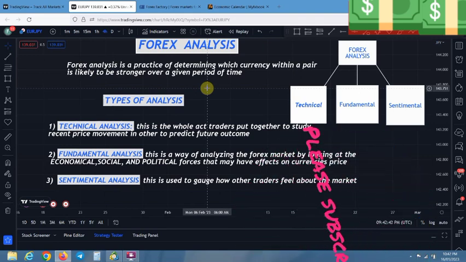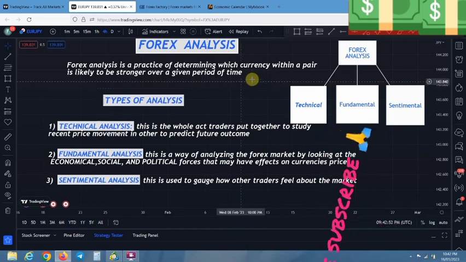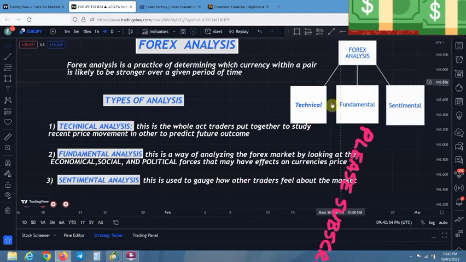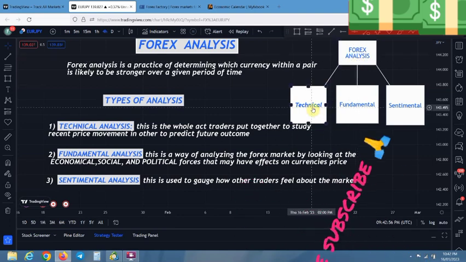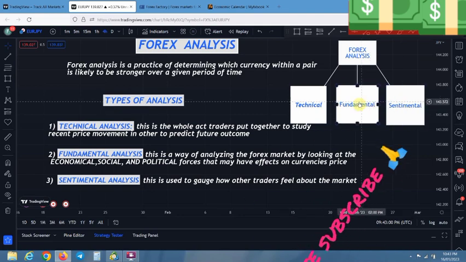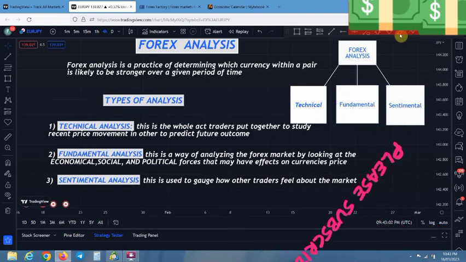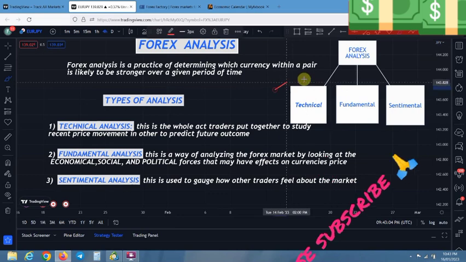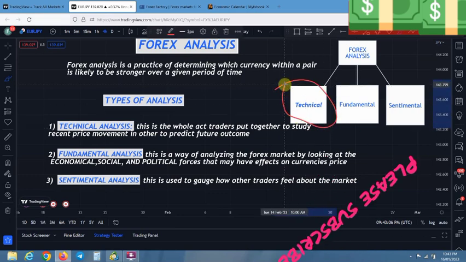So different traders have different perspectives and different ways of analyzing the market, which is why we have three types of forex analysis, right? We have the technical analysis, we have the fundamental analysis, and we have the sentimental analysis. Now we're going to be talking about this one here first. Let's talk about the technical people, right?